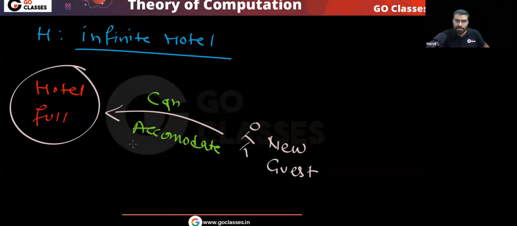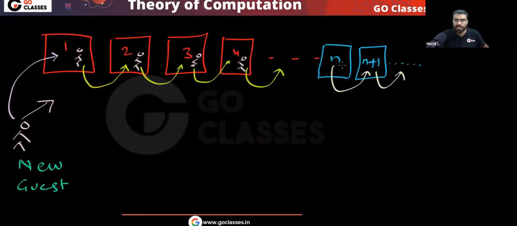Because the beauty is this, that there is no last room. You might be thinking, sir, what about the last room? In the last room, this person will be thrown out, this person will be evicted. The point is, there is no last room. So all the people, can you say there is no person who is evicted? Is this clear? Please tell me.